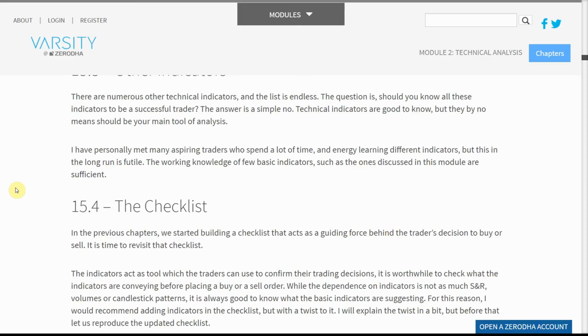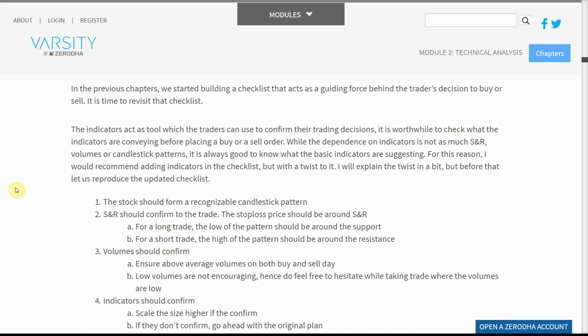15.4 The checklist. In the previous chapters, we started building a checklist that acts as a guiding force behind the trader's decision to buy or sell. It is time to revisit that checklist. The indicators act as tools which the traders can use to confirm their trading decisions. It is worthwhile to check what the indicators are conveying before placing a buy or a sell order. While the dependence on indicators is not as much as S&R, volumes or candlestick patterns, it is always good to know what the basic indicators are suggesting.